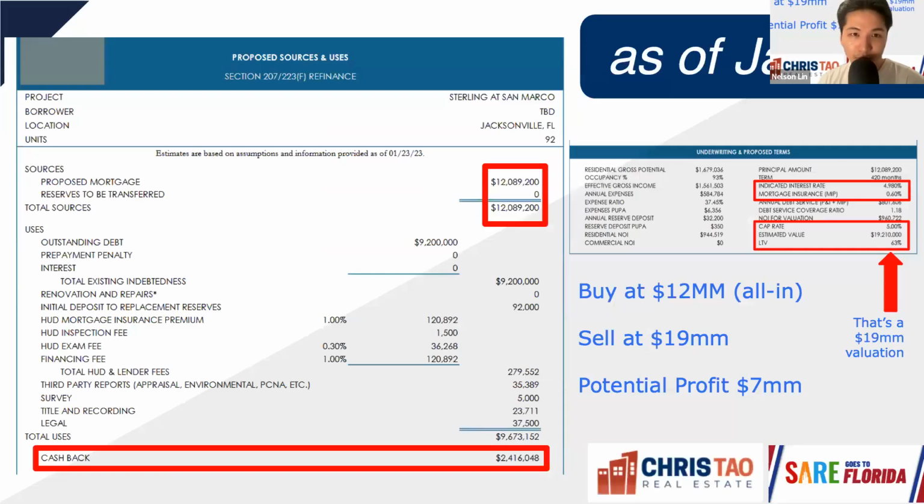So we bought the building. We were like, this is a good enough neighborhood, and we like multifamily. So we were doing value add. We pushed income up. And so when we bought it at 12 million all in, we are now able to sell it at around 19.